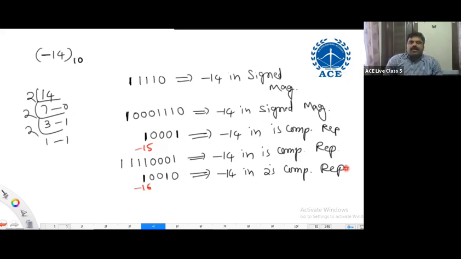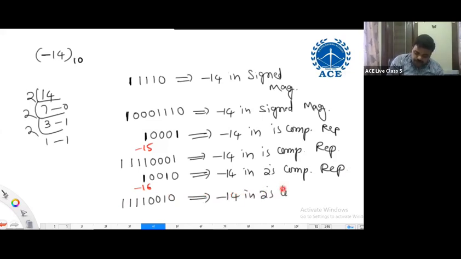I want to get minus 14 in 2's complement representation using 8 bits. Then what should I do? Originally, 10010 is minus 14 using minimum number of bits. But I want to extend the bits. Then what should I do? Appending with the ones. So now it is minus 14 in 2's complement representation.